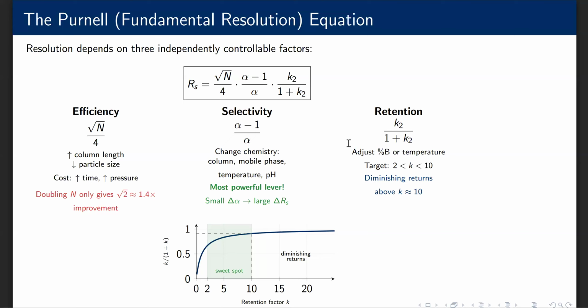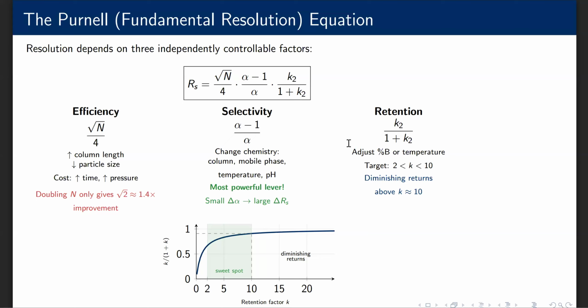The selectivity factor is the most powerful lever. Look at the numbers. Increasing alpha from 1.05 to 1.1 nearly doubles this term. Small changes in chemistry produce large changes in resolution. The retention factor term is shown in the plot at the bottom. It increases steeply at low K values; going from K equals 0.5 to K equals 2 doubles the term. But above K equals 10, shown by the dashed line, the curve flattens out. Further increases in K give negligible improvement.